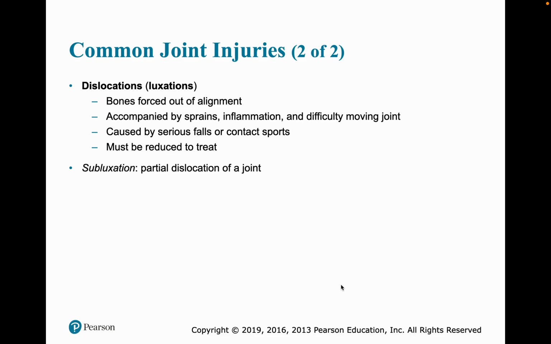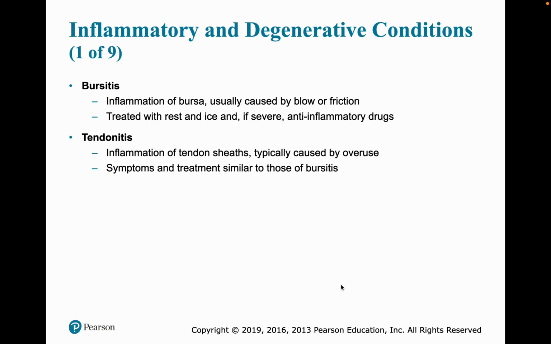A dislocation or a luxation, which can also be a subluxation, which is partial, is when the bones are forced out of alignment. This is going to be accompanied by sprains, inflammation, and difficulty moving the joint, usually caused by a serious fall or a contact sport, and they have to be reduced in order to be treated. They should be reduced by a qualified, trained individual.